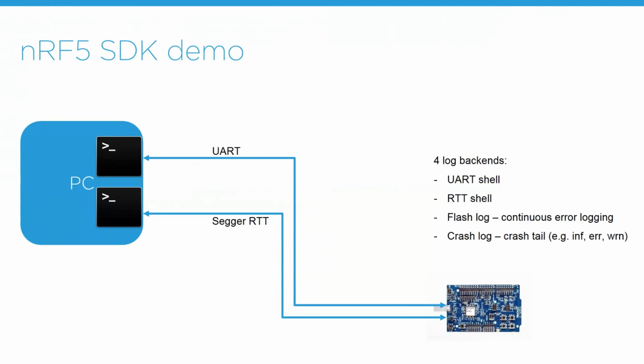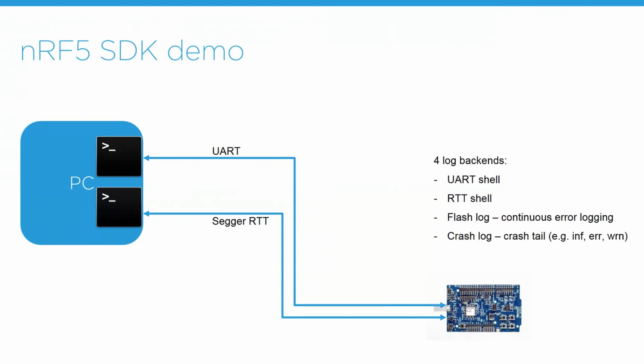So crash log will, in the standard application lifetime, just keep a FIFO of, let's say, the last 8 log entries. And when a crash happens, it dumps all of those to flash, while flash log stores errors or a given level continuously.